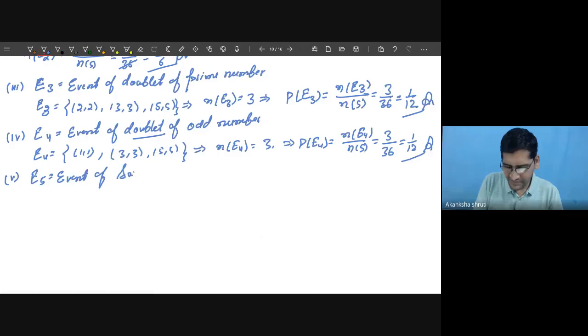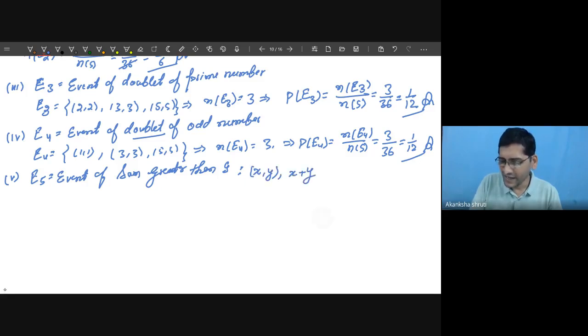Event of sum greater than 9. So what does it mean? It means I shall choose x and y, this pair, such that x plus y exceeds 9, where x can be 1 to 6, y can also be from 1 to 6. This is the condition simply. This is sometimes written in the set form like this.